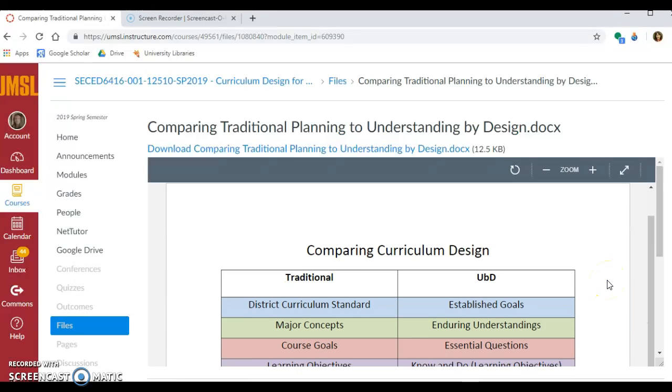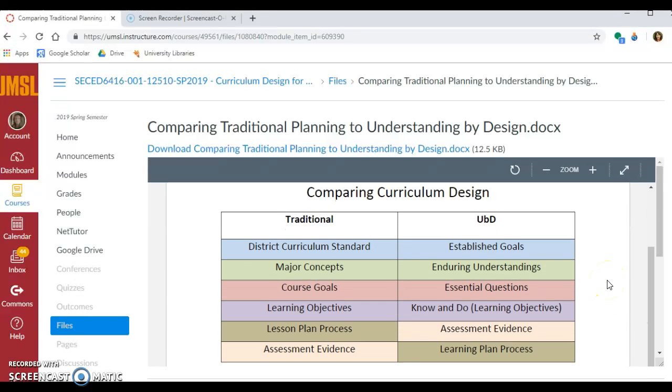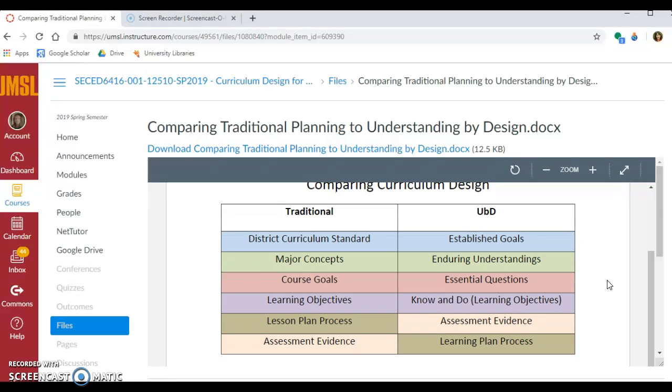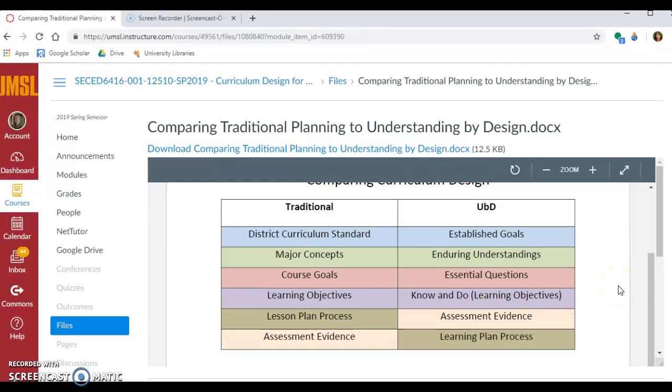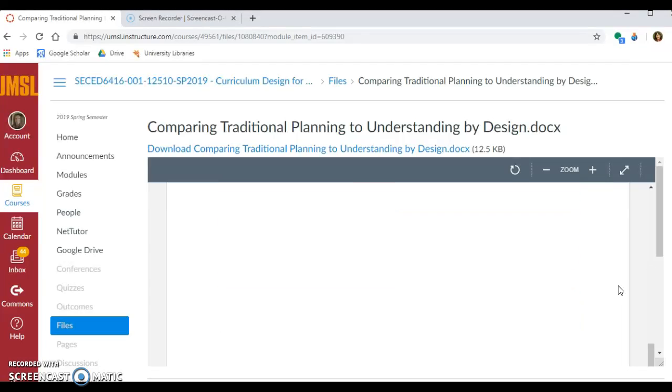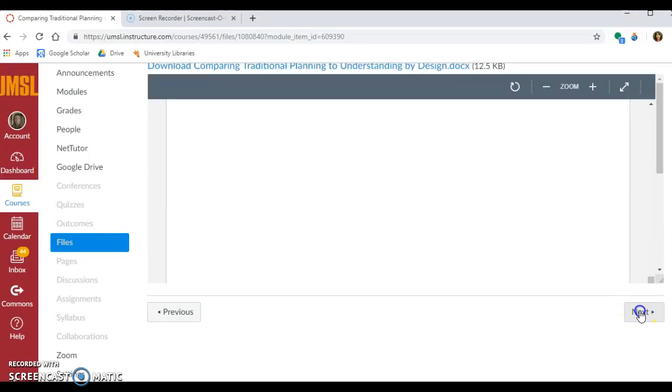So here's another document just to compare a traditional versus the understanding by design. So traditionally we took the standards. With understanding by design, they call those goals. Major concepts in understanding by design we call enduring understandings. The curriculum goals or course goals we call essential questions. Learning objectives we call know and do. Then we look at the assessment evidence, and then we do the planning process, where traditionally it was the other way around.